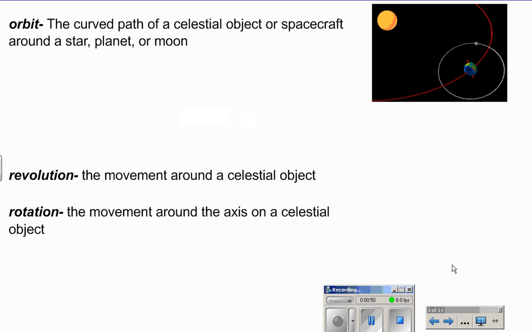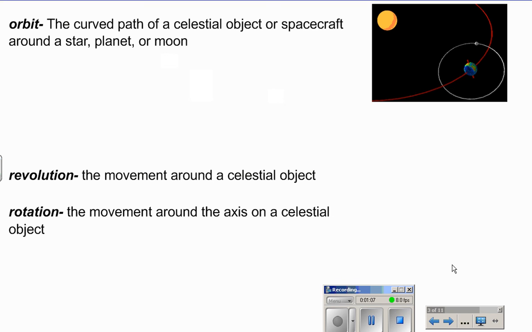Orbit, the curved path of a celestial object or spacecraft around a star, planet, or moon. The picture to the right shows two different orbits. The first one we'll talk about is the white orbit. That shows the path the moon takes to go around the Earth.